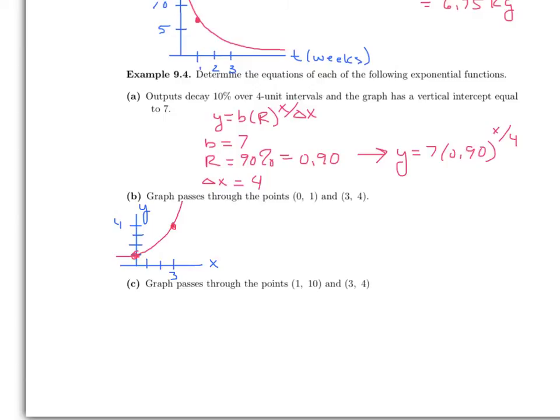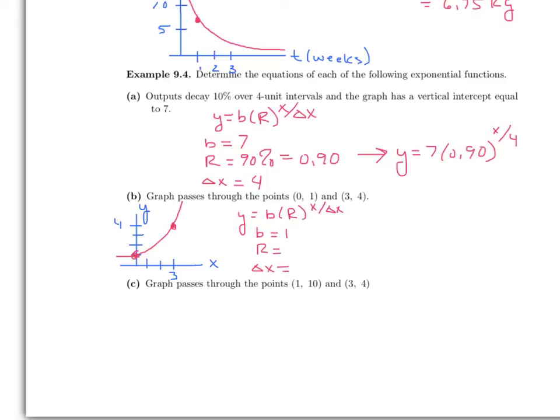Now we want to find the equation of this function. And again, every exponential function has an equation of this form. We need to figure out what b equals, r equals, and what delta x equals. Now in this case, recall that b is the vertical intercept or the y-intercept, and here you can see from the graph that the y-intercept is 1. So that means b is 1, and we need to work out what the r and the delta x equal.